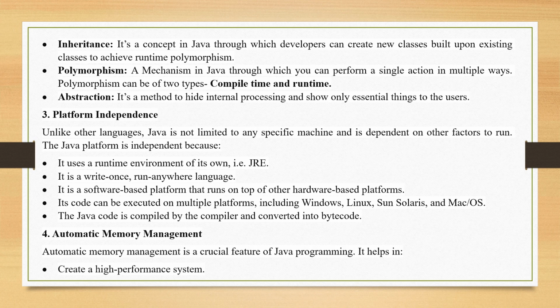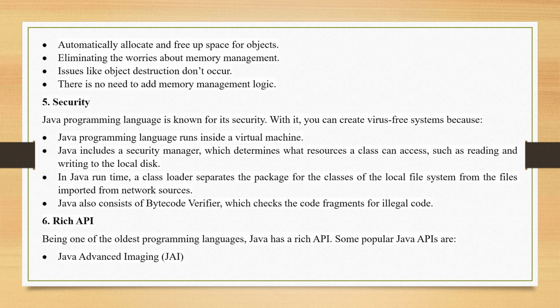Then platform independent. Unlike other languages, Java is not limited to any specific machine and it is independent of other factors to run. It is independent because it has its own runtime environment, said to be a JRE. It can be written once and run anywhere. Compiled by the compiler and converted into the bytecode. Automatic memory management. It is said to be automatic memory management because it creates a high performance system. It automatically allocates and frees up the spaces for objects.